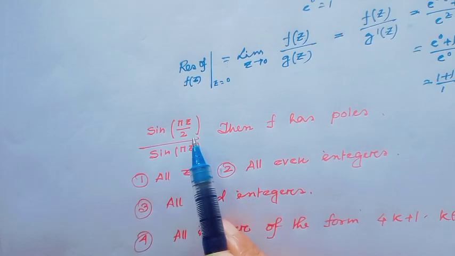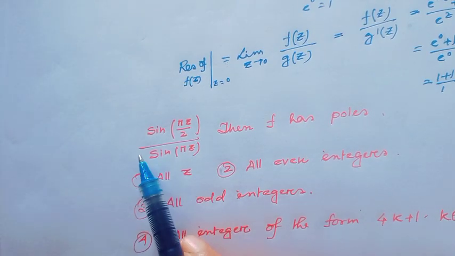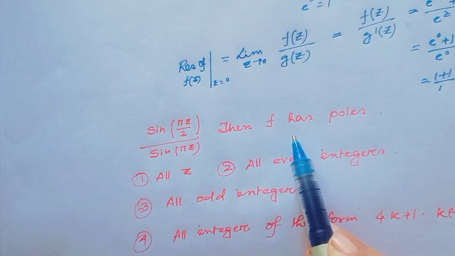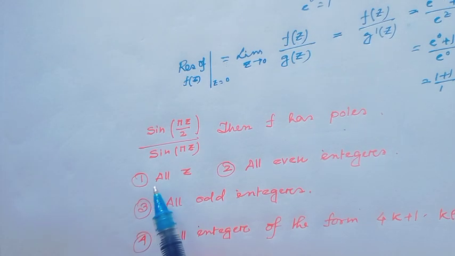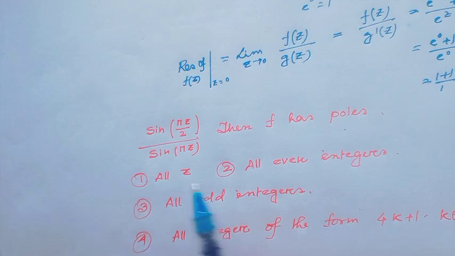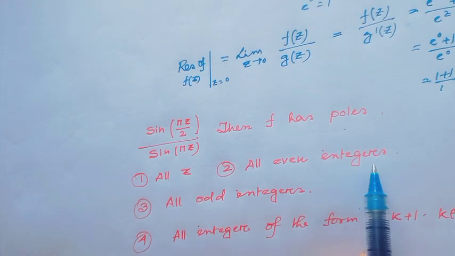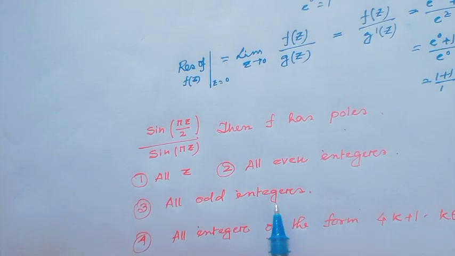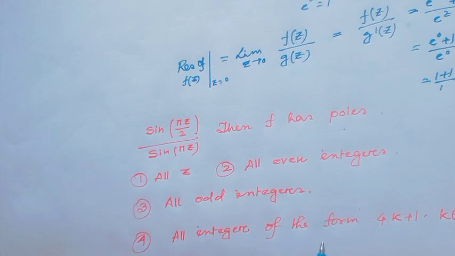Next: f(z) equal to sin(pi z over 2) divided by sin(pi z). Then f has poles. At which points does f have a pole? This is the question. Option 1, all z. Option 2, all even integers. Option 3, all odd integers. And option 4, all integers of the form 4k plus 1.